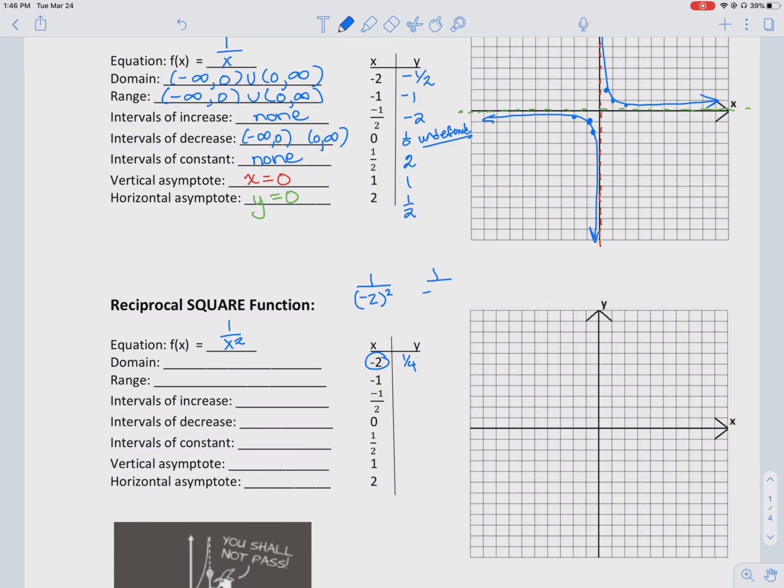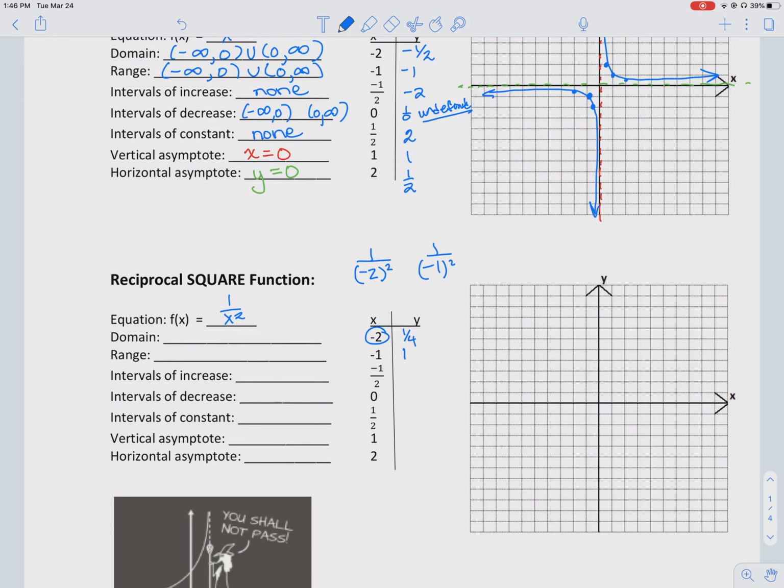Then we'll have 1 over negative 1 squared. That's just going to be 1. Then we have our 1 over negative 1/2 squared. That's going to be the same as 1 over 1/4, which winds up being a 4 because 1 divided by 1/4 is 1 times 4 over 1. So that's just going to give me 4.